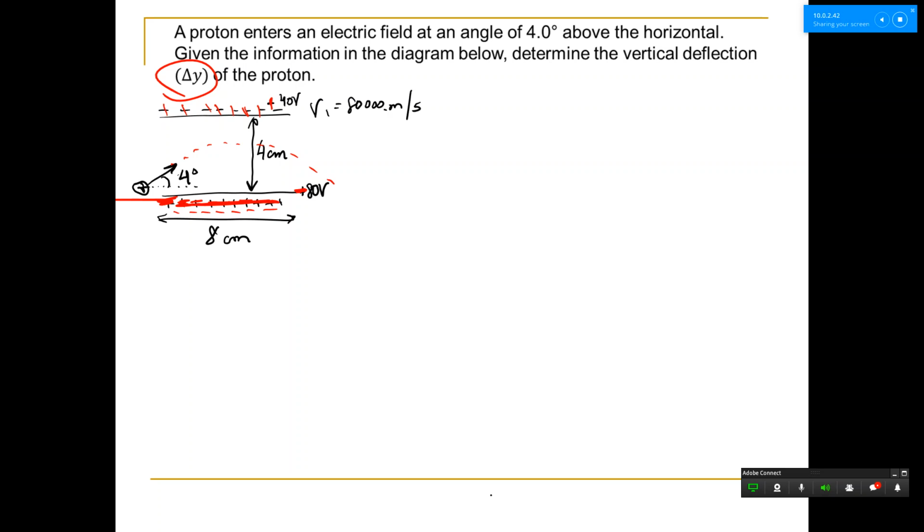It's just positive 40 on the top now and negative 80 at the bottom now, okay? But ultimately, it doesn't make a difference because it's the difference that we're going to take, okay?